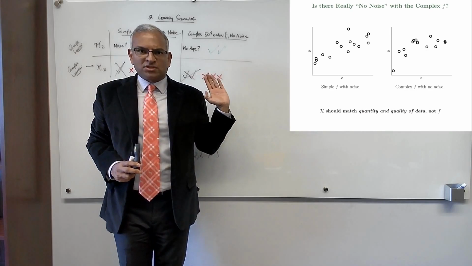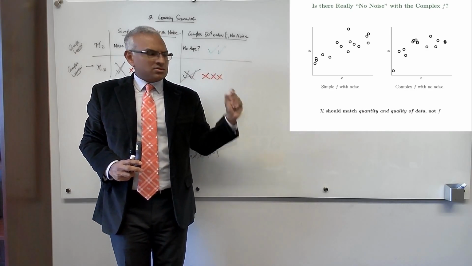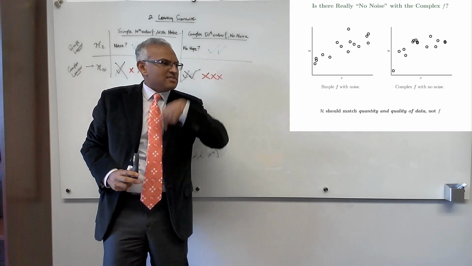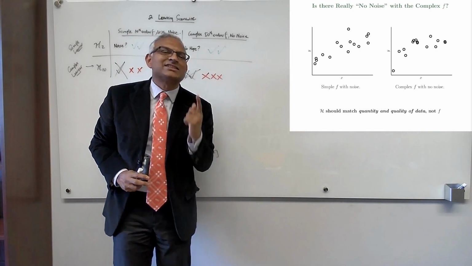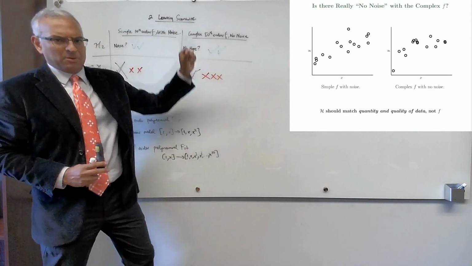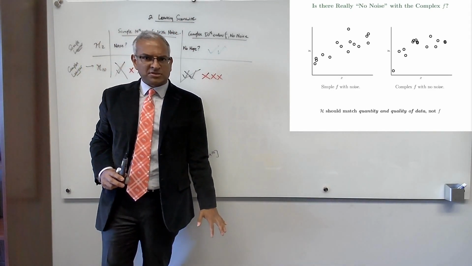That's important. It's not the target function that you should be worried about. It's the data, the quantity and the quality of the data. That's what should determine what you do. Okay? Not this sort of peripheral information about the target function.